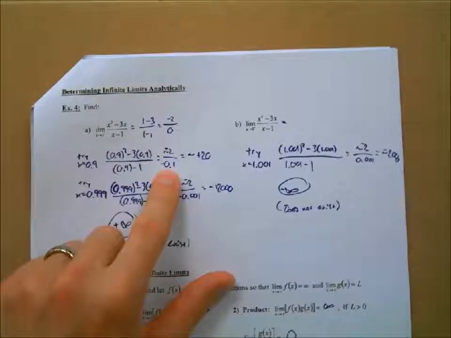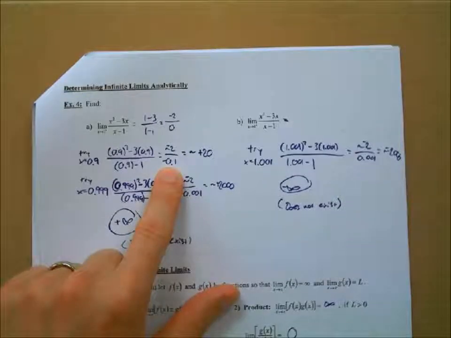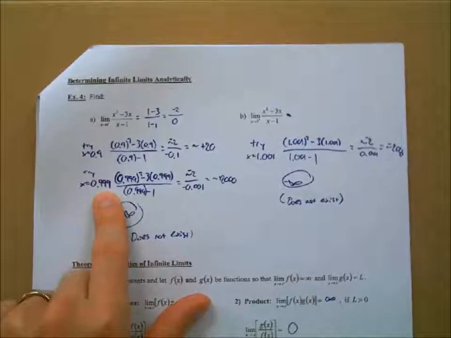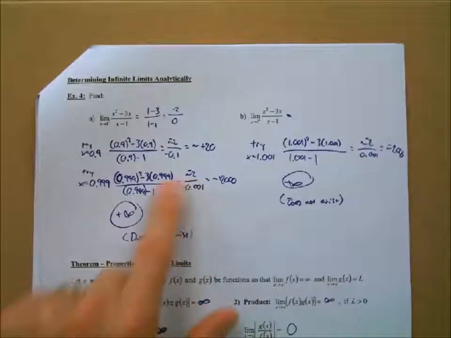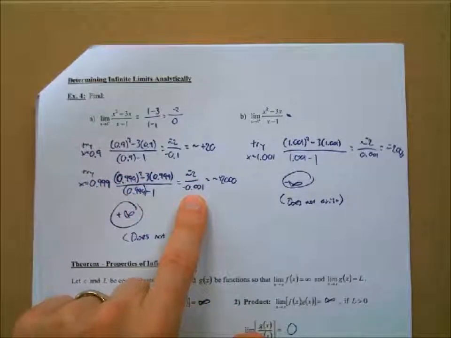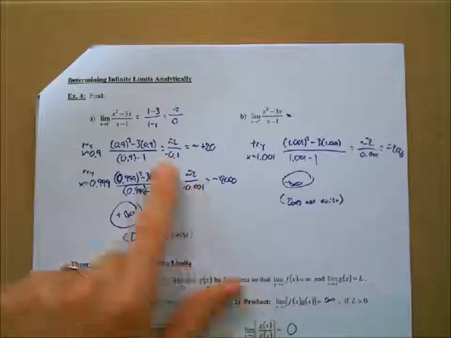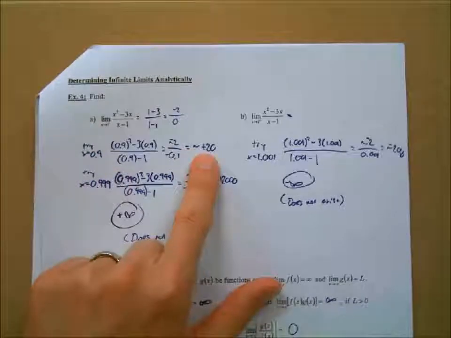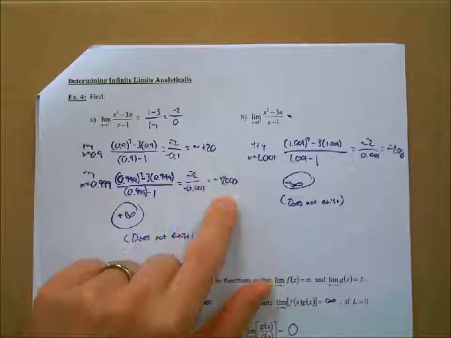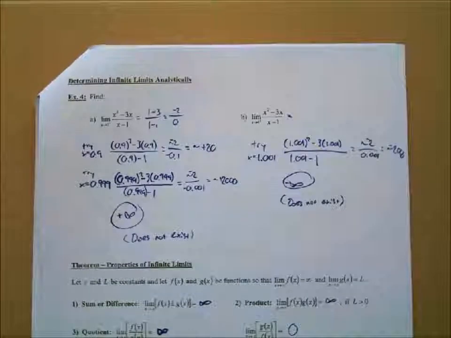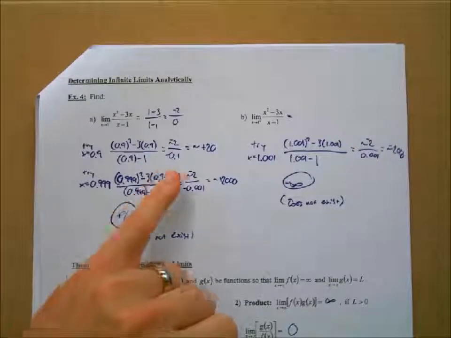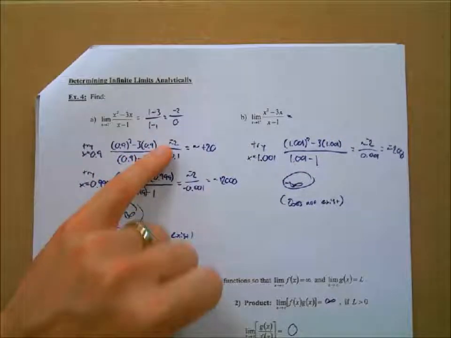But then when I do 0.999, the numerator is going to get even closer to negative 2, but the denominator is now going to be negative 0.001. And so as we get closer to 1, the values of our function are increasing without bound. And in fact, we can safely say it's going to go to positive infinity, because the negative in the numerator will cancel with the negative in the denominator to make it positive.